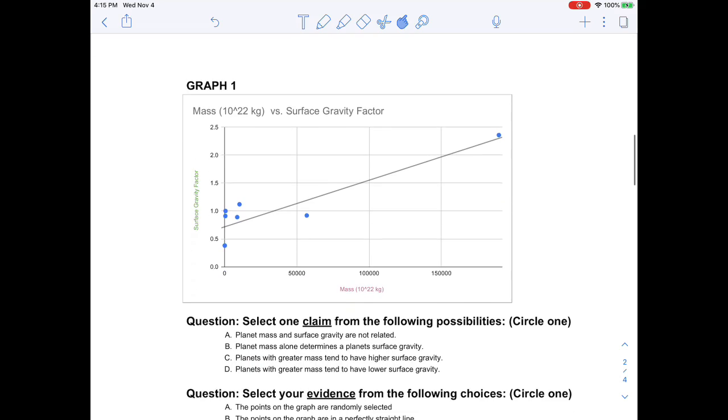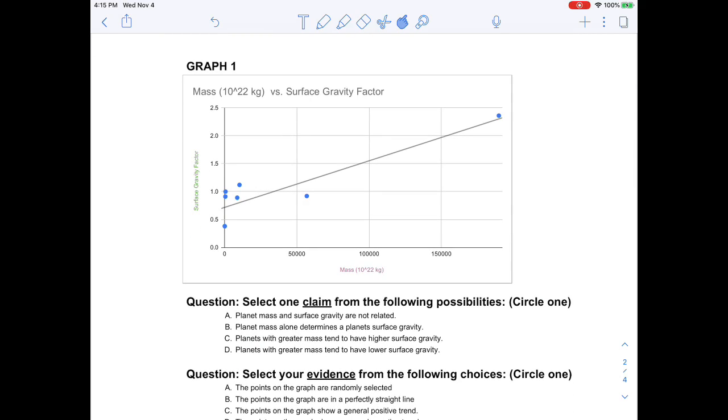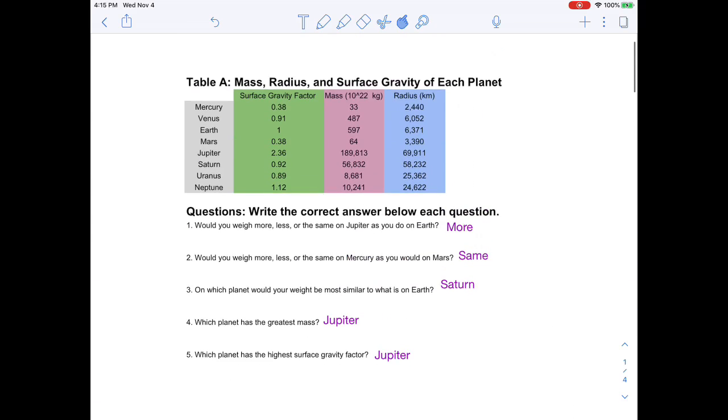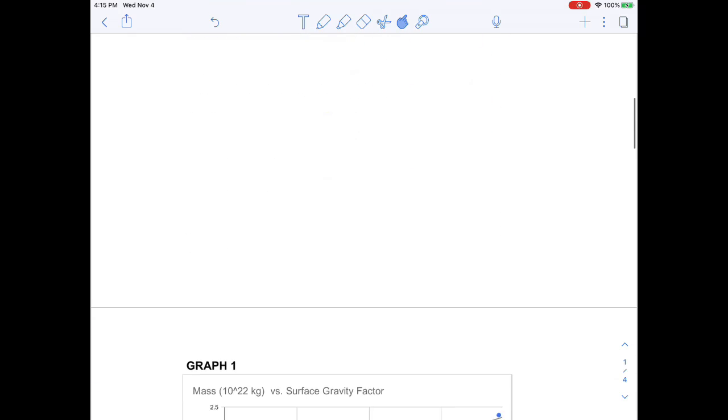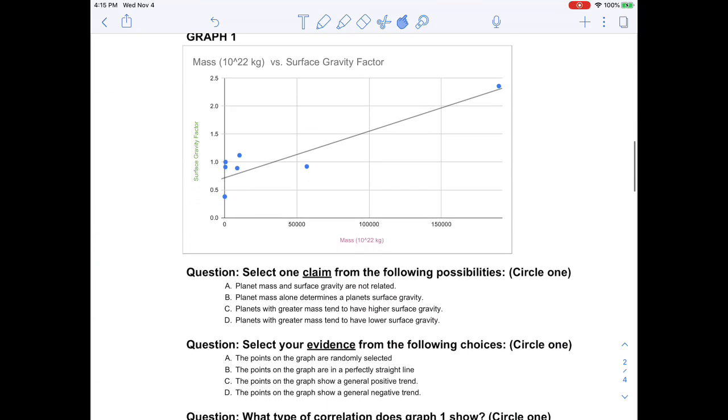So if you scroll down and you go to the second page, there's this graph. And you can see that it's mass versus surface gravity. So this is graphing the pink column, the mass, compared to the surface gravity. So we can look and see if there's any trends or anything going on. So as you can see here, we've already drawn in the trend line.